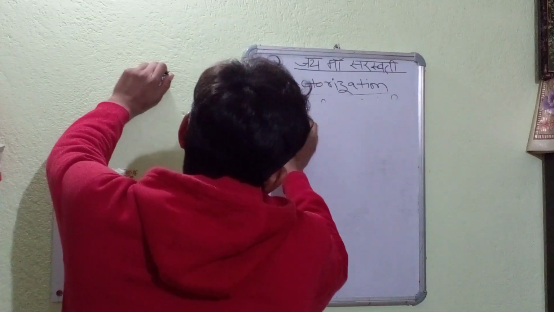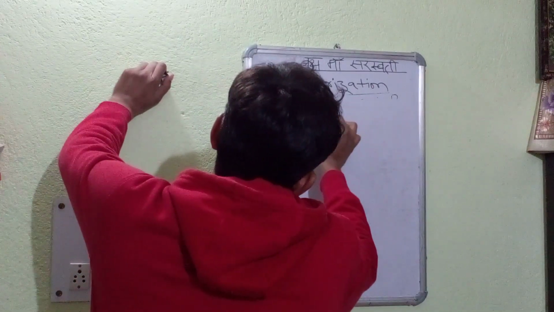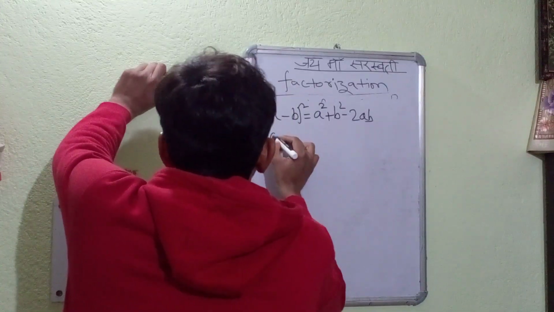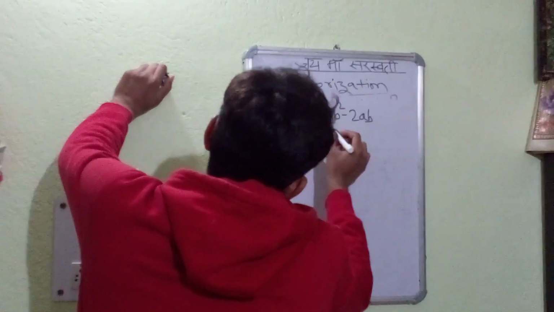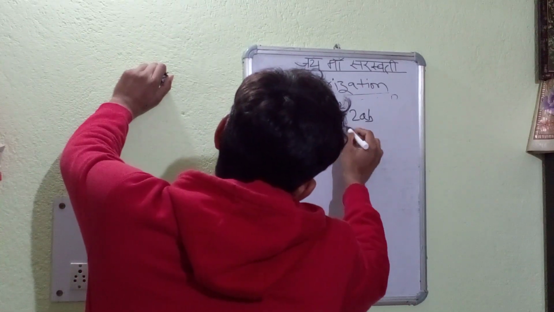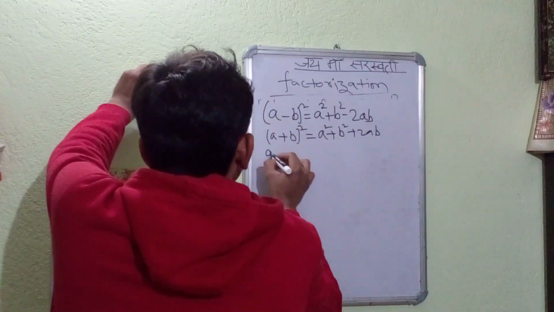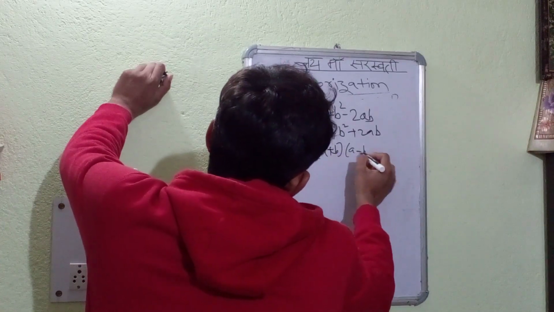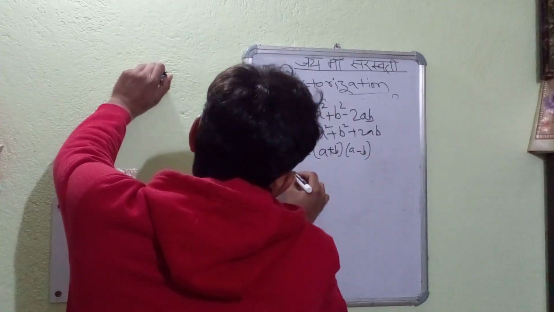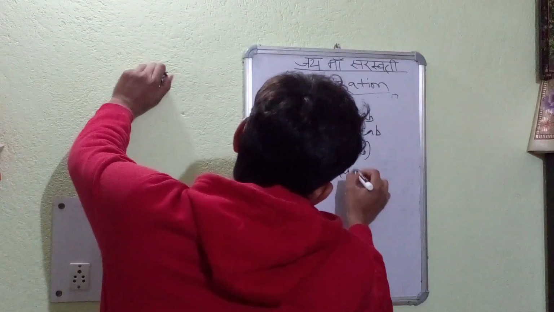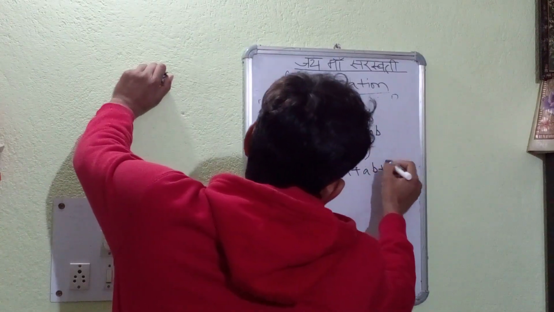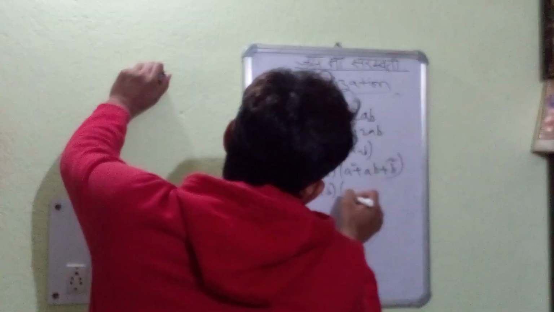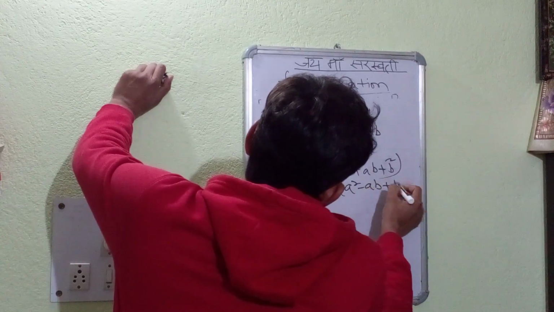The first and foremost formula is a minus b the whole square, that is a square plus b square minus 2ab. A plus b the whole square will be expanded as a square plus b square plus 2ab. A square minus b square will be written as a plus b into a minus b. A cube minus b cube will be written as a minus b, a square plus ab plus b square. A cube plus b cube will be written as a plus b, a square minus ab plus b square.